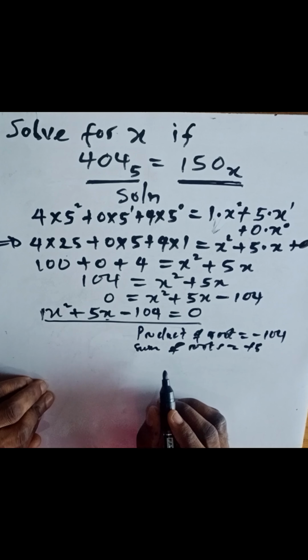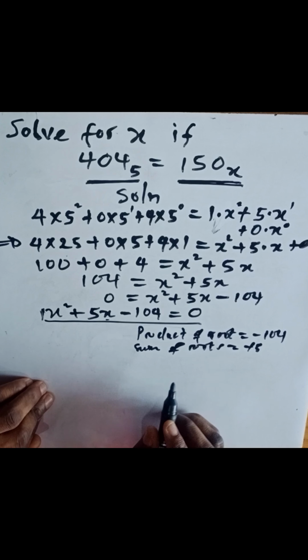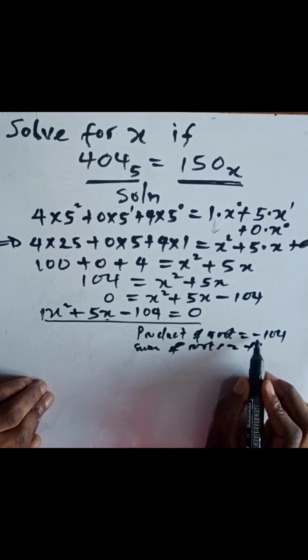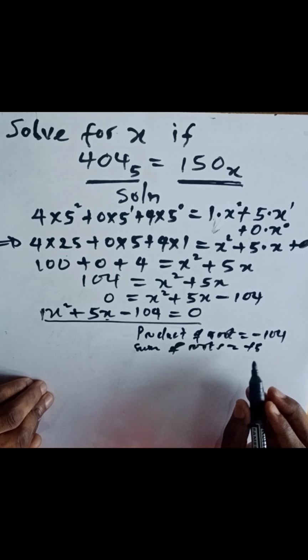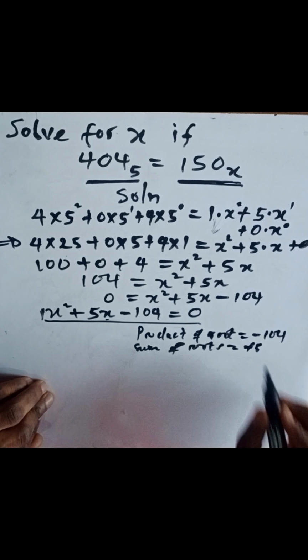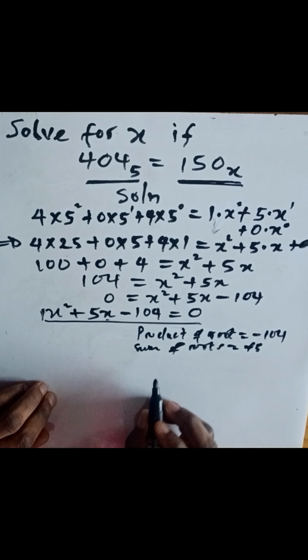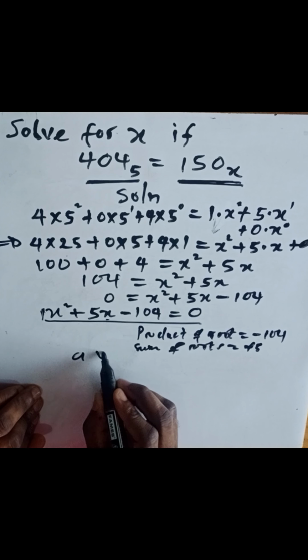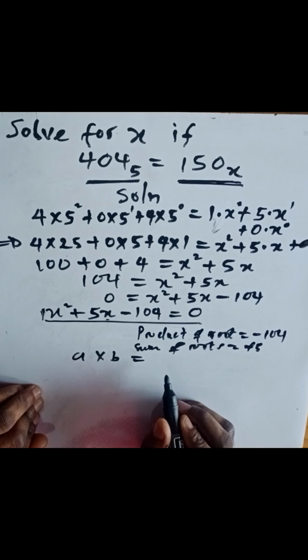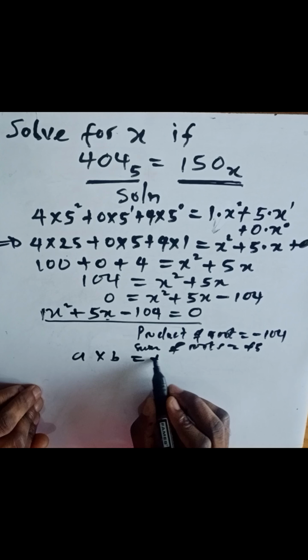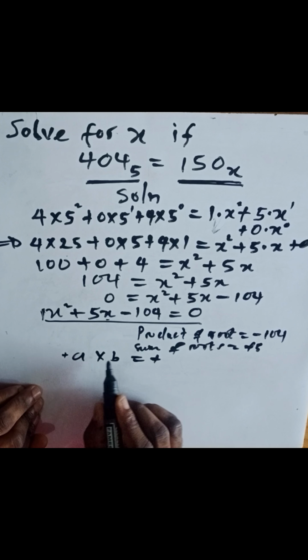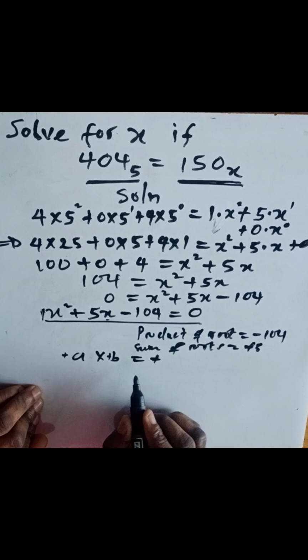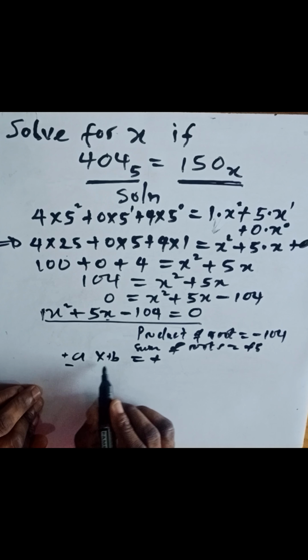What does this mean? It means that to factorize this, we need to look for two numbers which, if we multiply them, give negative 104, but if we add them together, give 5. As a rule of thumb, if a multiplied by b is positive, it means that either a and b are both positive, or both of them are negative.